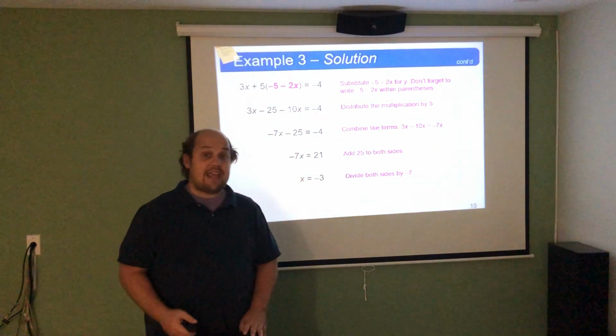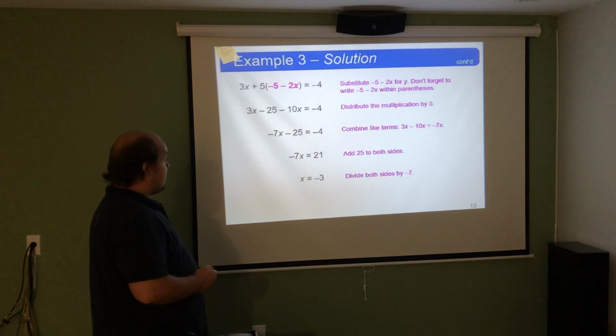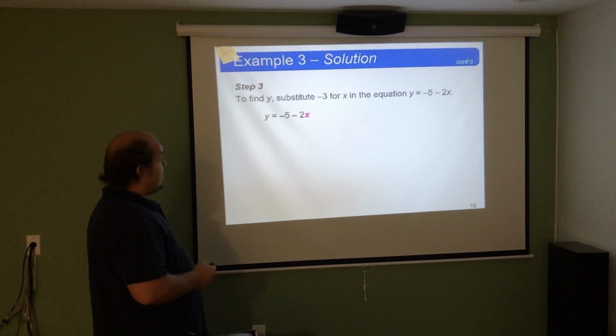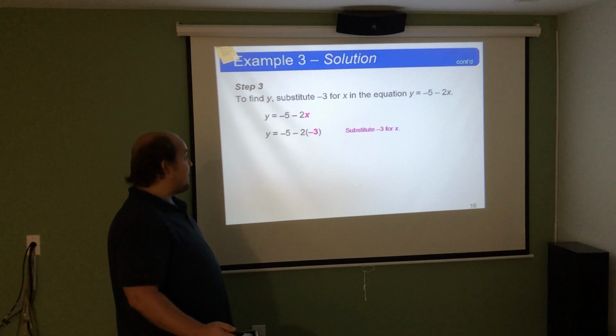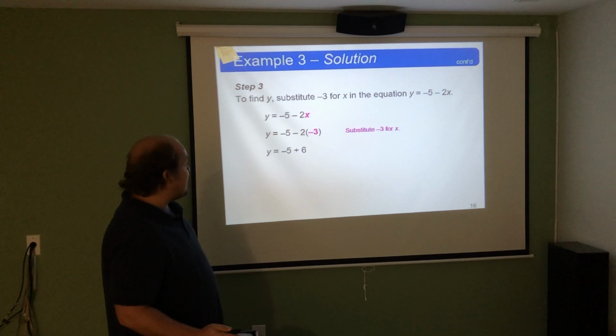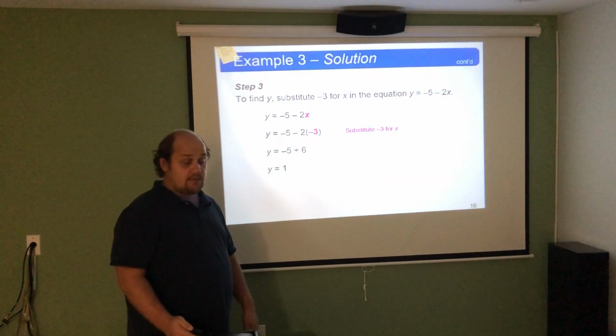Since I now have the answer for x, I can plug it back in to find the answer for y. If I plug the -3 that I got for x into the equation that's already solved for y, it becomes -5 minus 2 times -3. -5 minus 2 times -3 becomes -5 plus 6, which is just y equals 1.